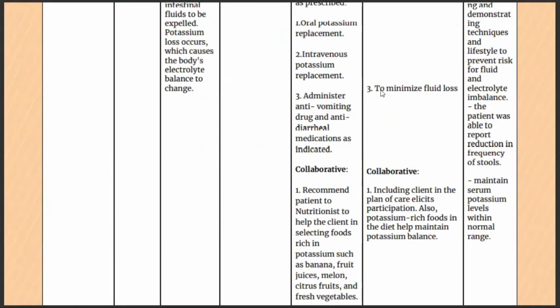For the last, collaborative intervention, number 1, refer the patient to a nutritionist to help the client in selecting foods rich in potassium such as banana, fruit juices, melon, citrus fruits, and fresh vegetables. And for the rationale for this, including the client in the plan of care elicits participation. Also, potassium-rich foods in the diet help maintain potassium balance.